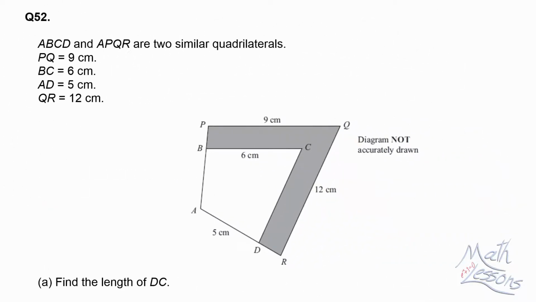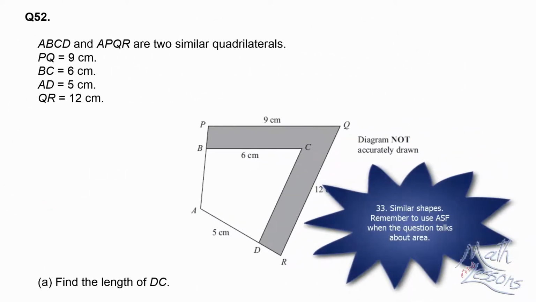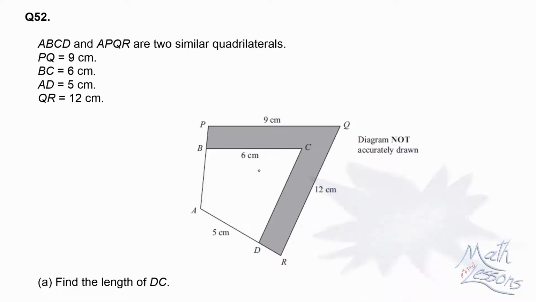Similar shapes have yet to make an appearance, and they come up every year, so do look out for that one. Also be aware of the area scale factor. If you're given the area of 1, what's the area scale factor? You should know that it's the length scale factor squared. It's quite possible you could do this with volumes. Volume scale factor is the length scale factor cubed, and obviously cube root to go backwards, and square root to go backwards for areas.